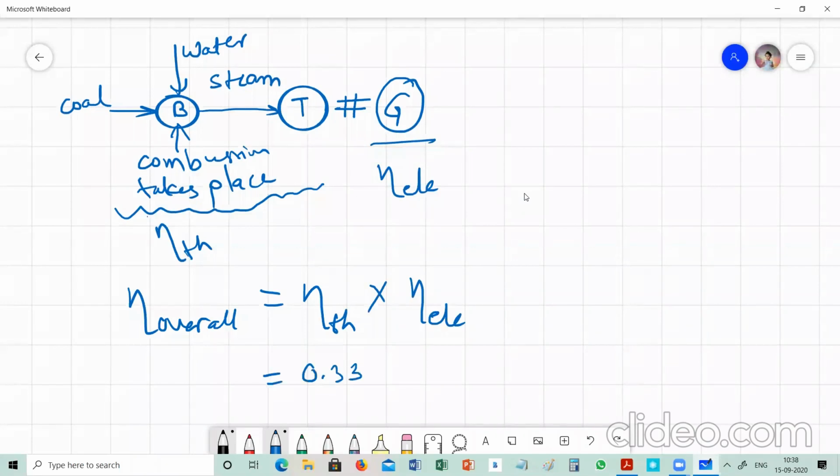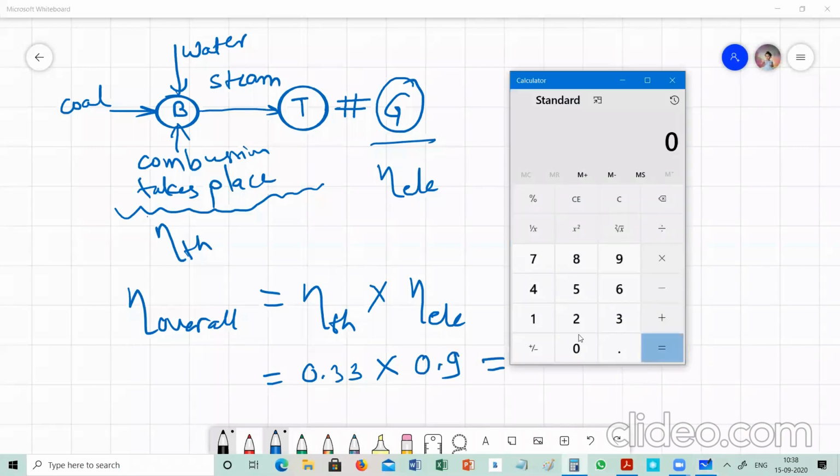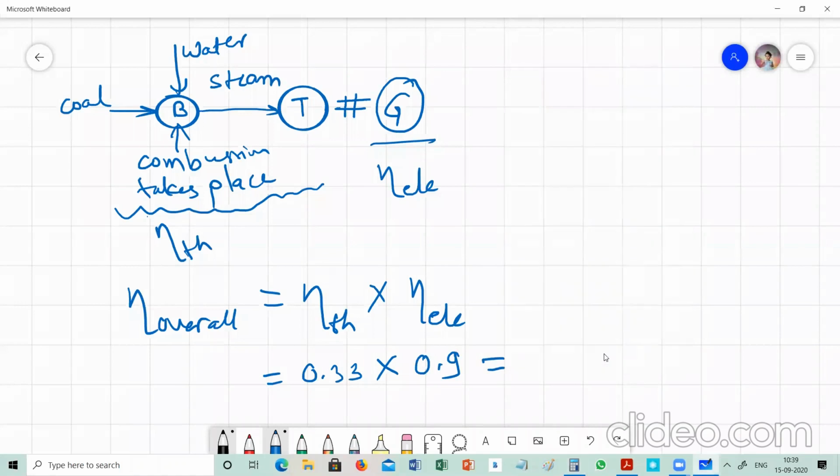Eta thermal is 0.33 into eta electrical, they have given equal to 90%, means 0.9. We will do the calculation here. 0.33 into 0.9 equal to 0.297. So the overall efficiency is equal to 0.297, or 29.7%.